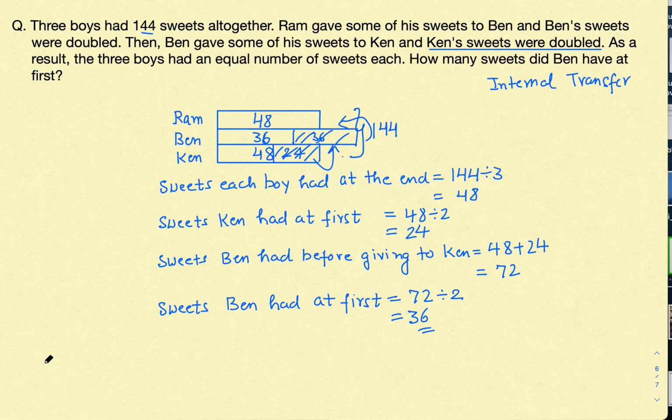So let's write our final answer quickly. Ben had 36 sweets at first. Okay, so that's the solution of this question.